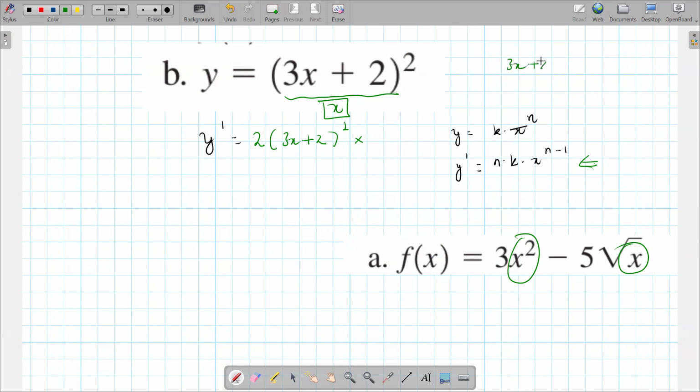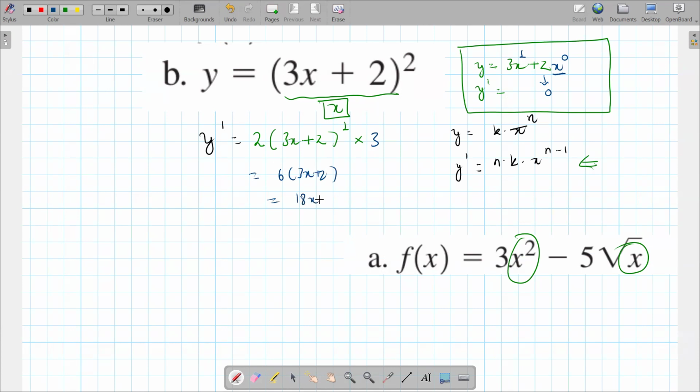What's the derivative of 3x plus 2? If this is y, what's y prime? What happens to the 2? The 2 has an x to the 0 attached to it. You can look at it that way. So 0 times 2 is 0. The derivative of 2 is 0. The derivative of any constant is 0. It's just 3. So you have to multiply this by a 3. So your final answer is 6 times (3x plus 2), which is 18x plus 12. That would be the final answer, okay?